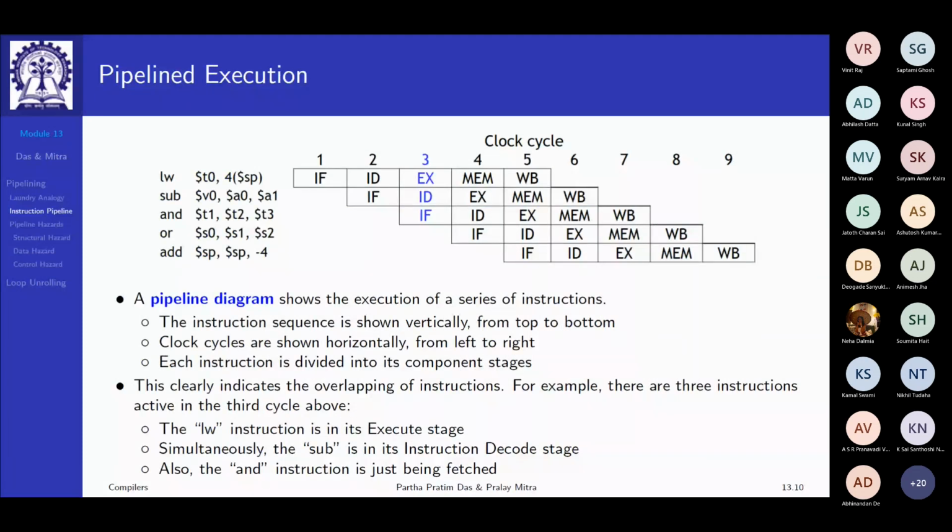So schematically, we often draw it as a pipeline diagram, as in here. For example, I'm highlighting cycle 3, where the load instruction is in execute, the subtract instruction is in decode, and the AND instruction is in the instruction fetch stage. Right?